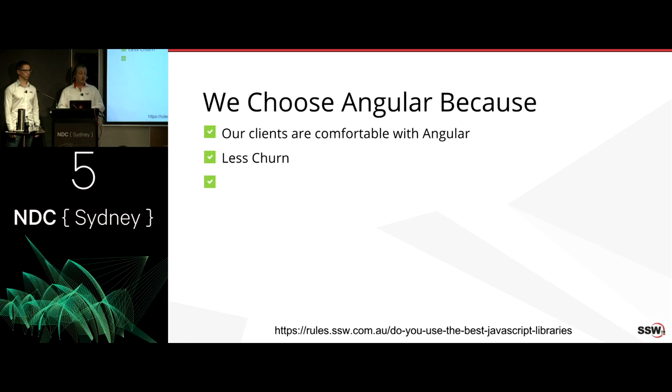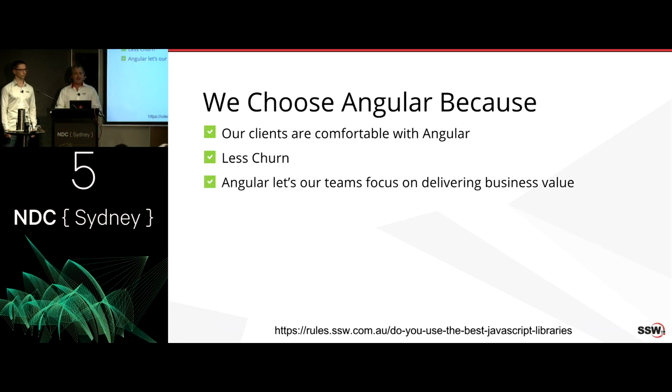You get less churn. Because Angular is a full framework, it's not a library that then you need to go and choose other libraries on. It means that what you're doing in Angular today is going to be very similar to what you're doing in Angular next year or the year after. Your devs aren't getting JavaScript fatigue from constantly needing to update to the latest routing library, for example. And it lets our teams focus on delivering business value. They're not constantly checking out these latest things. What they're focusing on is actually just using the tool to deliver value to our customers.